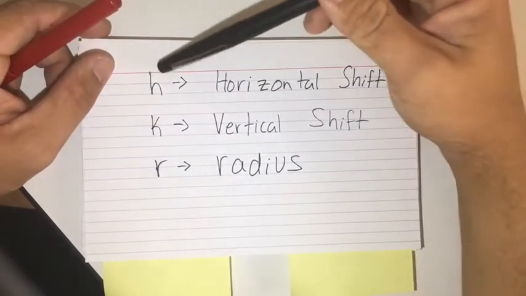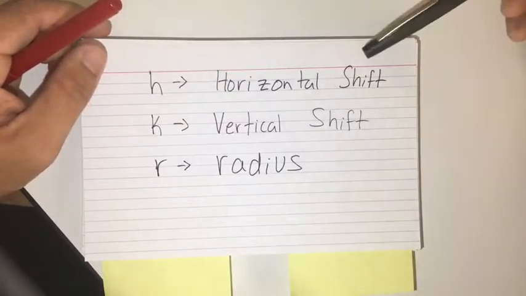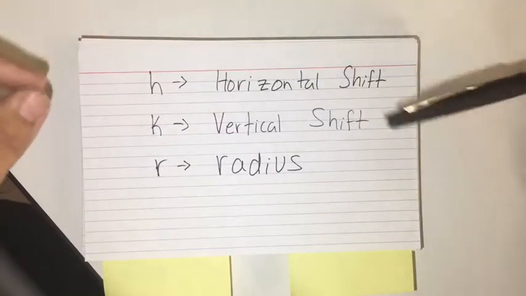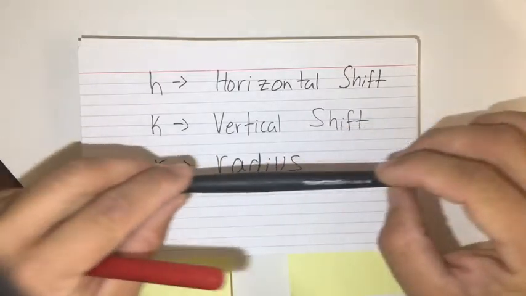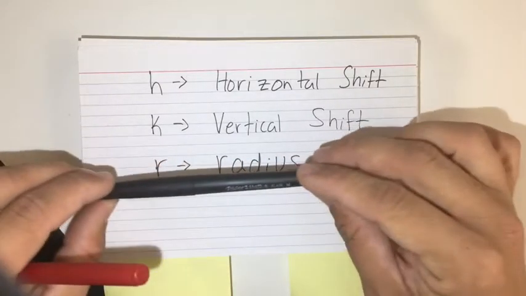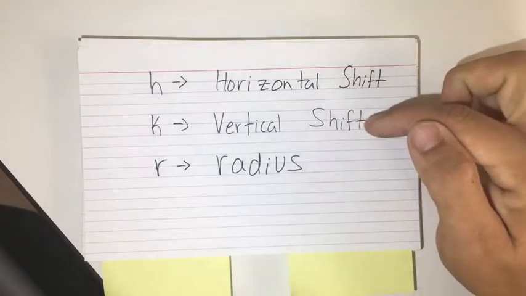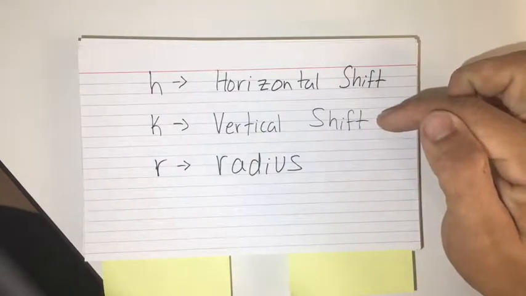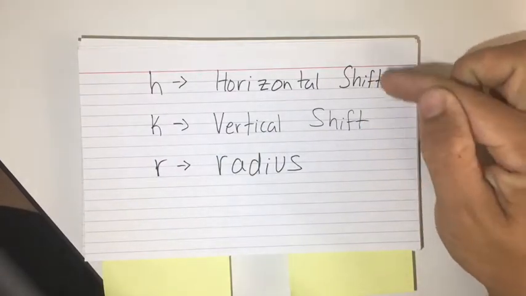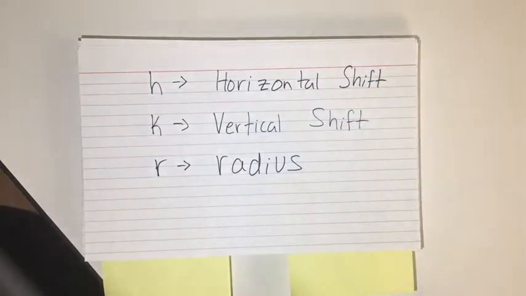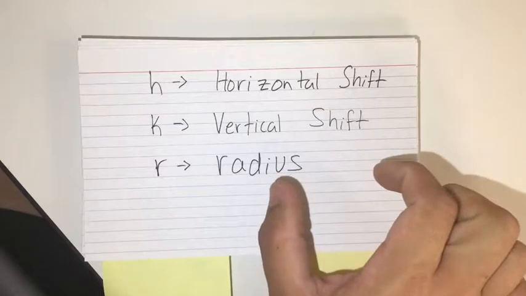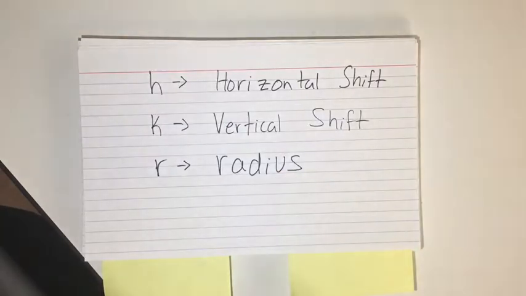Something I want to point out is that h is going to give us our horizontal shift. That's going to tell us how far we're going to shift our center left and right. k is going to tell us our vertical shift. It's going to tell us how much we're going to shift the center of our circle up and down. And r is just going to be our radius. It's how wide, how big half our circle is going to be.